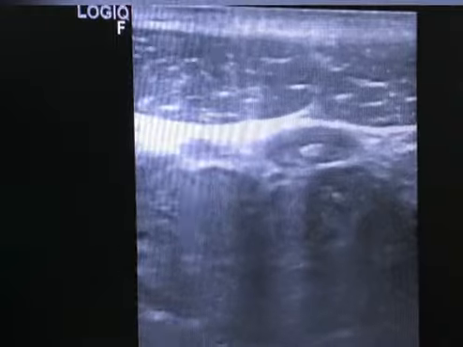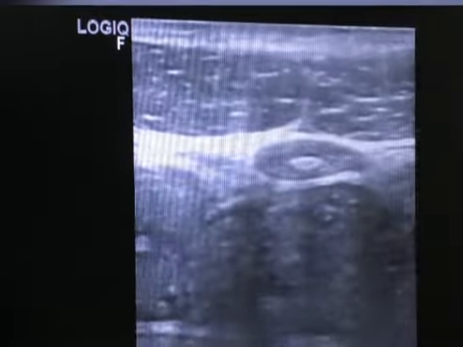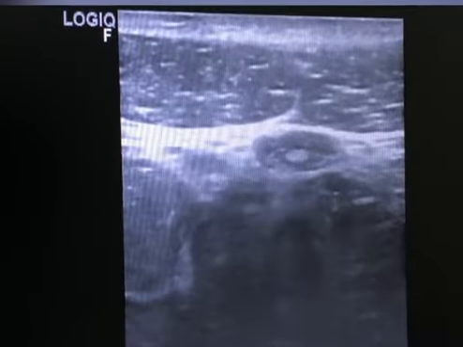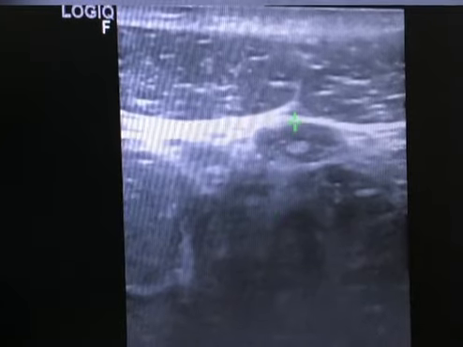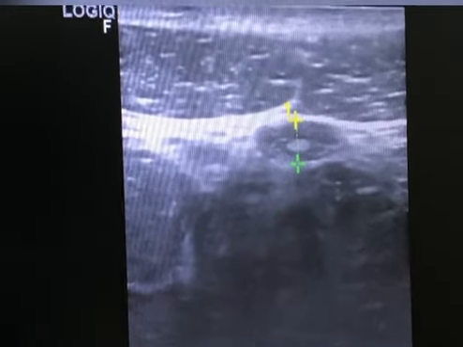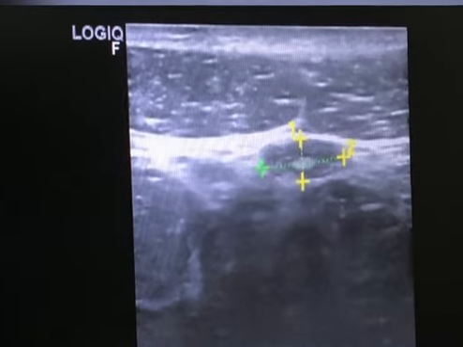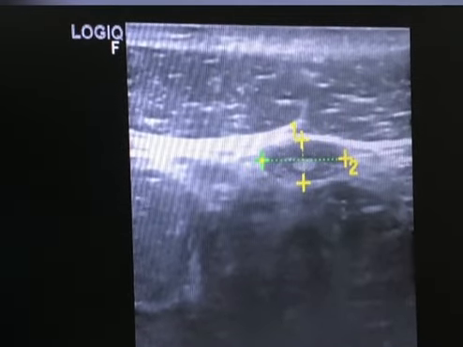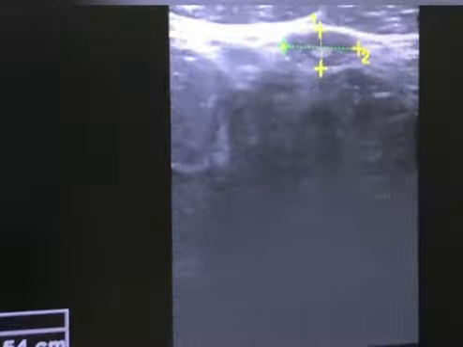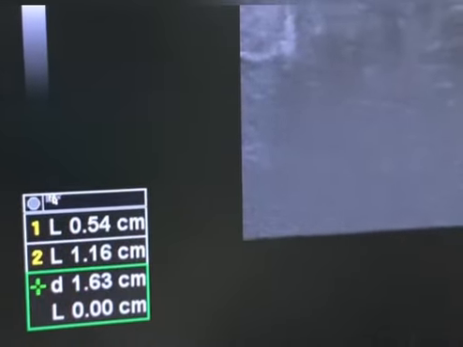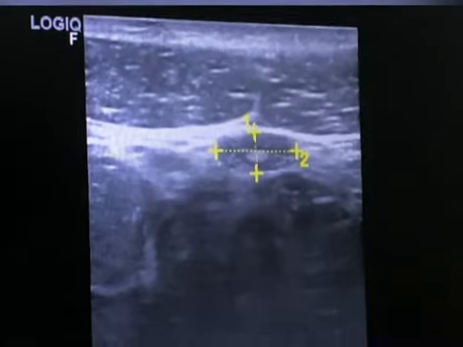It is a little bit edematous. It could be a patent urachus. It is measuring 5 mm in AP view and 11 mm in transverse view.